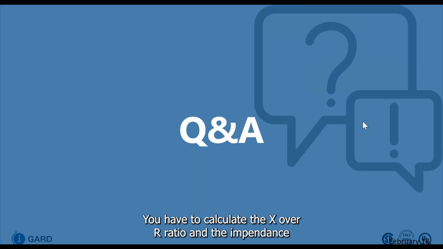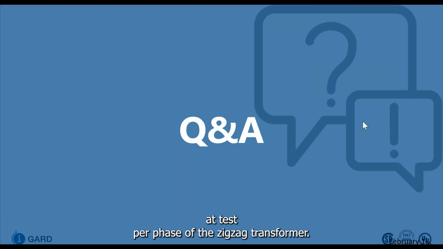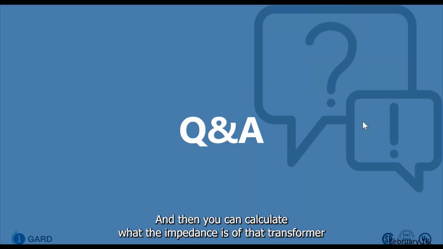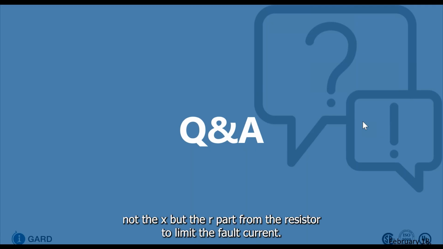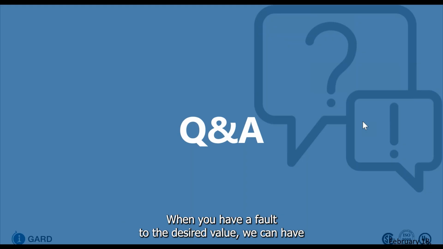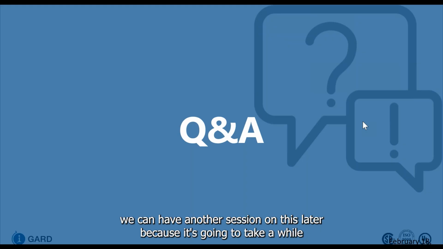as me. You have to calculate the X over R ratio and the impedance at test per phase of the zigzag transformer, and then you can calculate what the impedance is of that transformer, and then subtract the resistance, not the X, but the R part, from the resistor to limit the fault current when you have a fault to the desired value. We can have another session on this later because it's going to take a while to explain it.